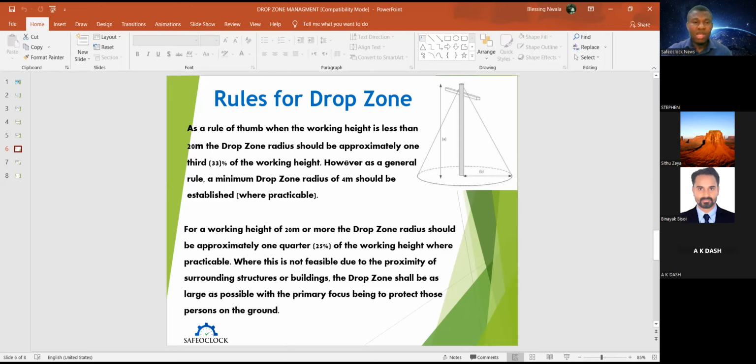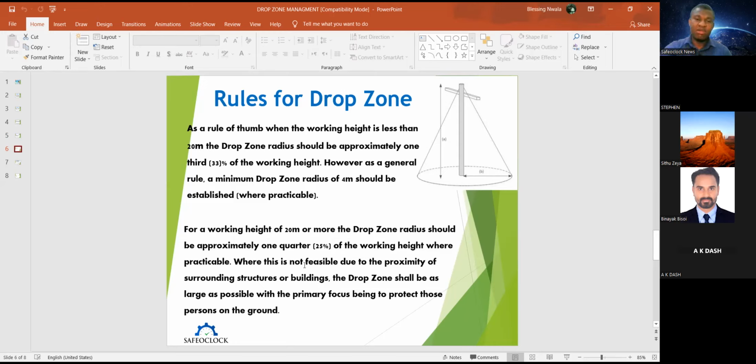Okay. Now, but if the job is being done above 20 meters, then the radius of your drop zone should be about 1/4, 25% of the height. If the job is being done over 20 meters height, then we should be looking at 1/4 of the total height to establish the drop zone below.